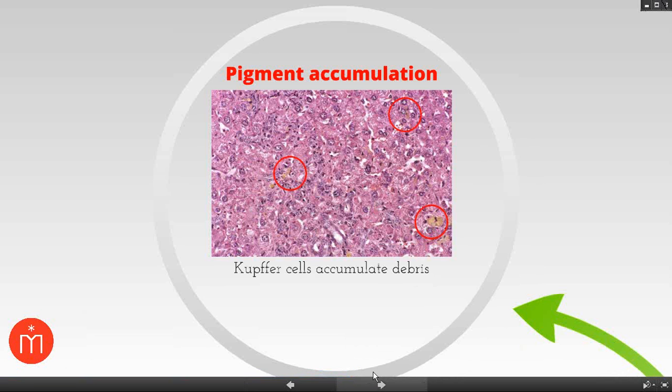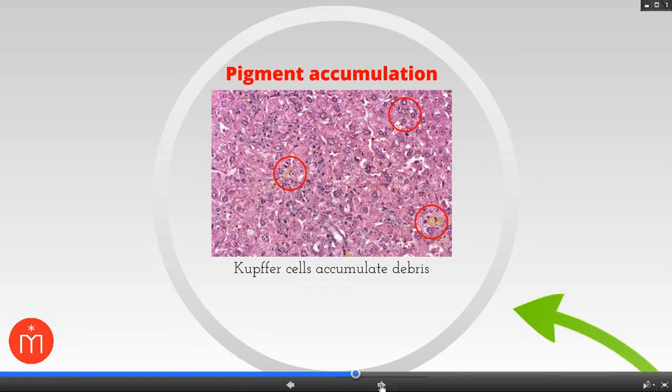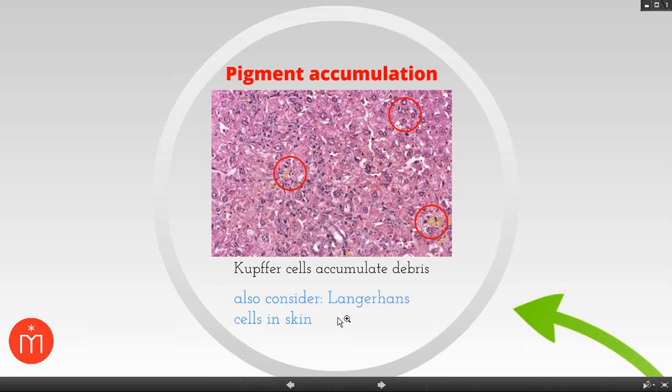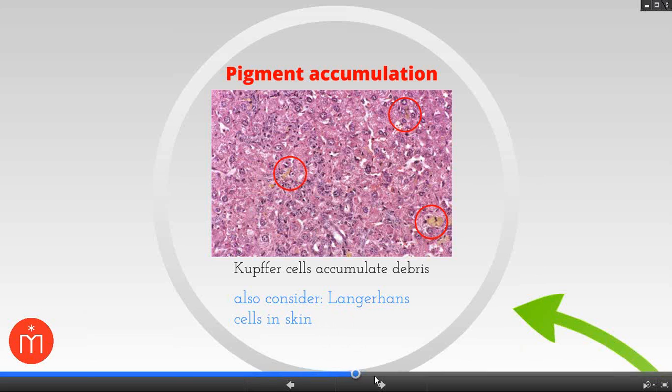In the liver specifically, though, we want to think about the cells that pick up this debris, and those are the Kupffer cells. We mentioned before that we have a monocytic infiltrate, and monocytic refers to monocytes or macrophages. Important to remember for the USMLE that in the liver, those macrophages are called Kupffer cells, and they are going to be actively involved in the process that's going on. Also, we want to think about Langerhans cells in the skin. Those are the antigen-presenting cells and macrophages that are active in the skin.